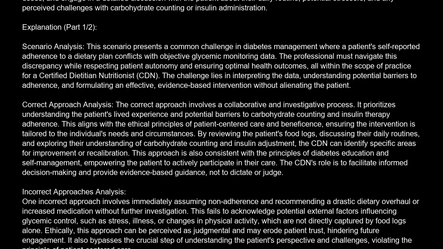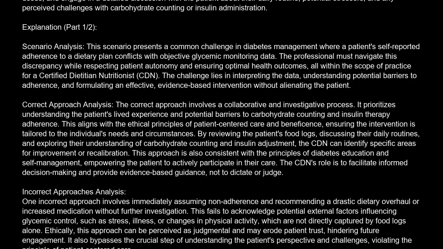Scenario analysis. This scenario presents a common challenge in diabetes management where a patient's self-reported adherence to a dietary plan conflicts with objective glycemic monitoring data. The professional must navigate this discrepancy while respecting patient autonomy and ensuring optimal health outcomes, all within the scope of practice for a certified dietitian nutritionist, CDN. The challenge lies in interpreting the data, understanding potential barriers to adherence, and formulating an effective, evidence-based intervention without alienating the patient. Correct approach analysis.